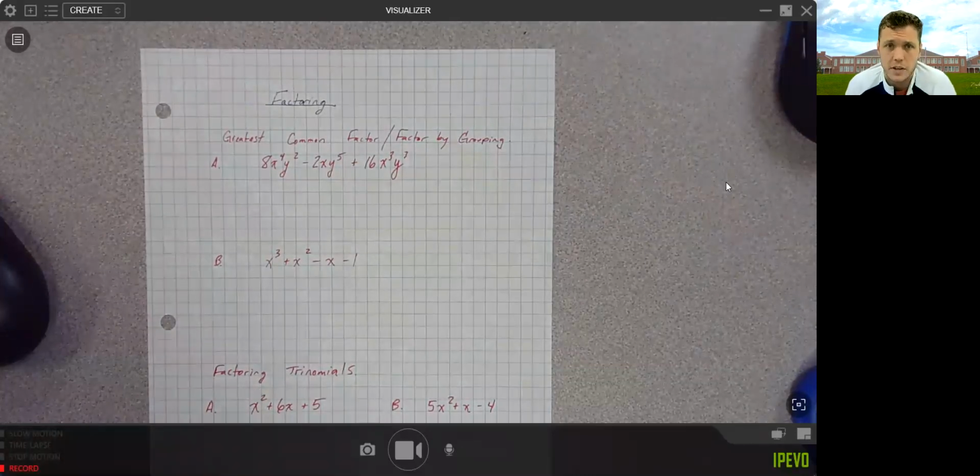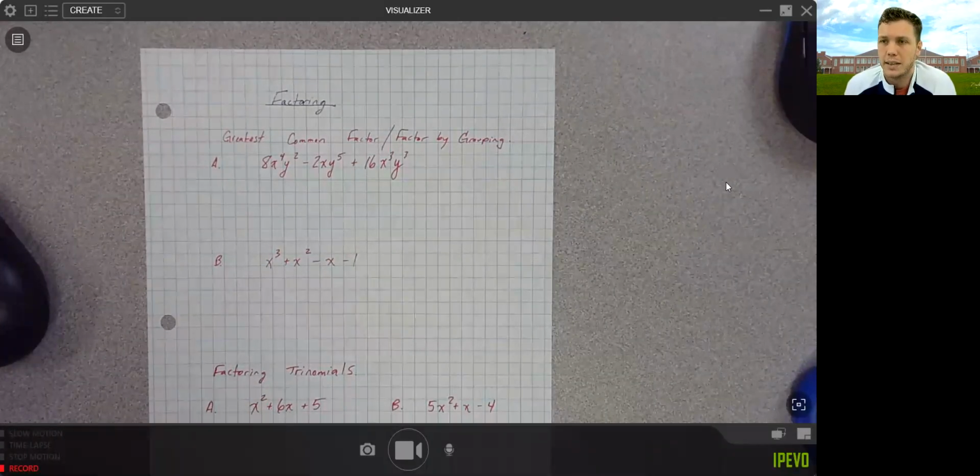So the first one is factoring the greatest common factor or factoring by grouping. If you want to write these down, you can. If you just want to listen, you can. Remember on Delta Math, there's explanations and there's videos on there as well. So if you don't want to take the notes and you want to look at them on Delta Math, that's fine as well.